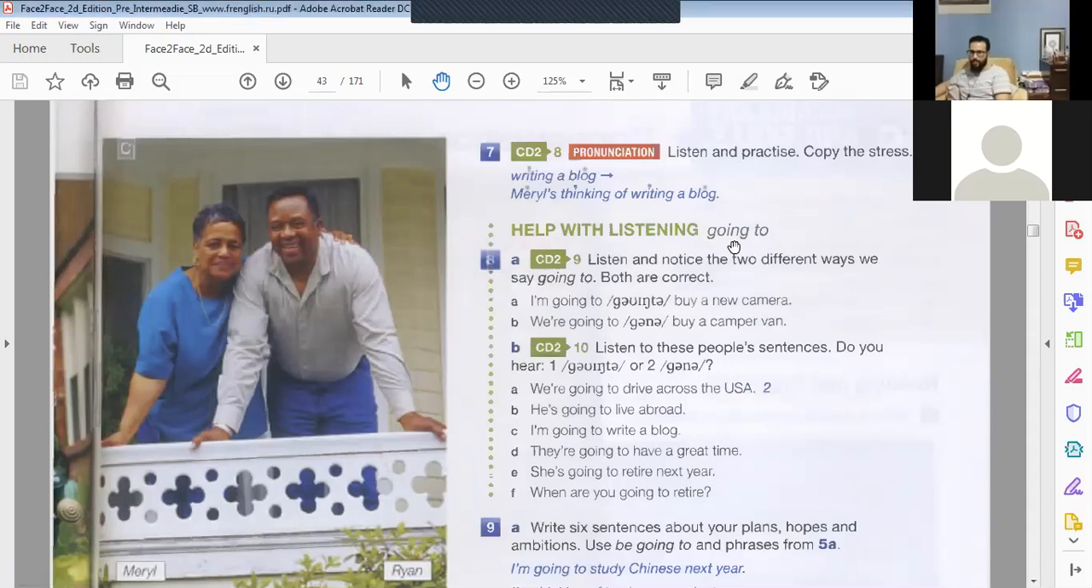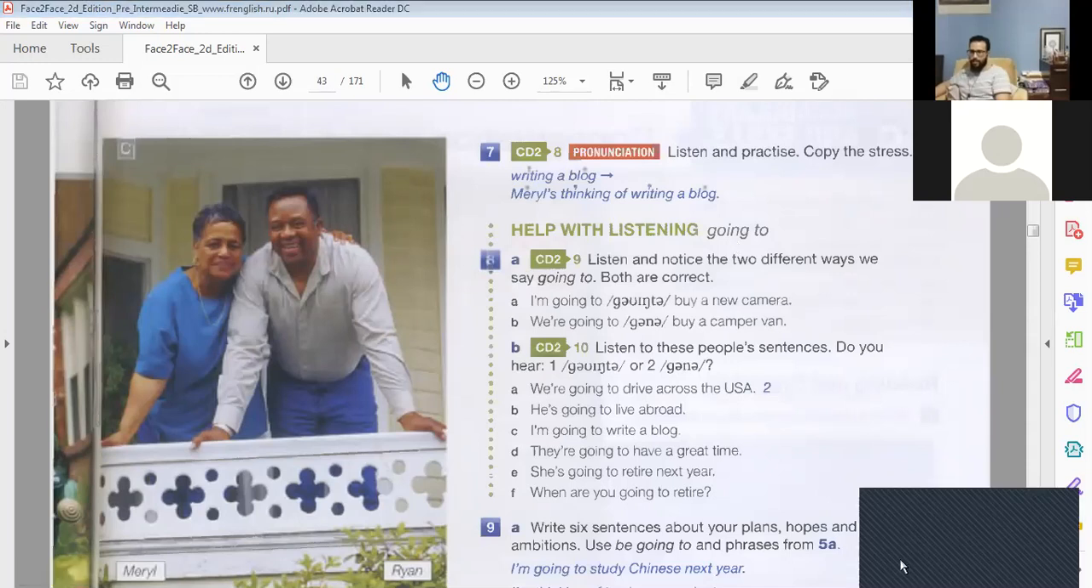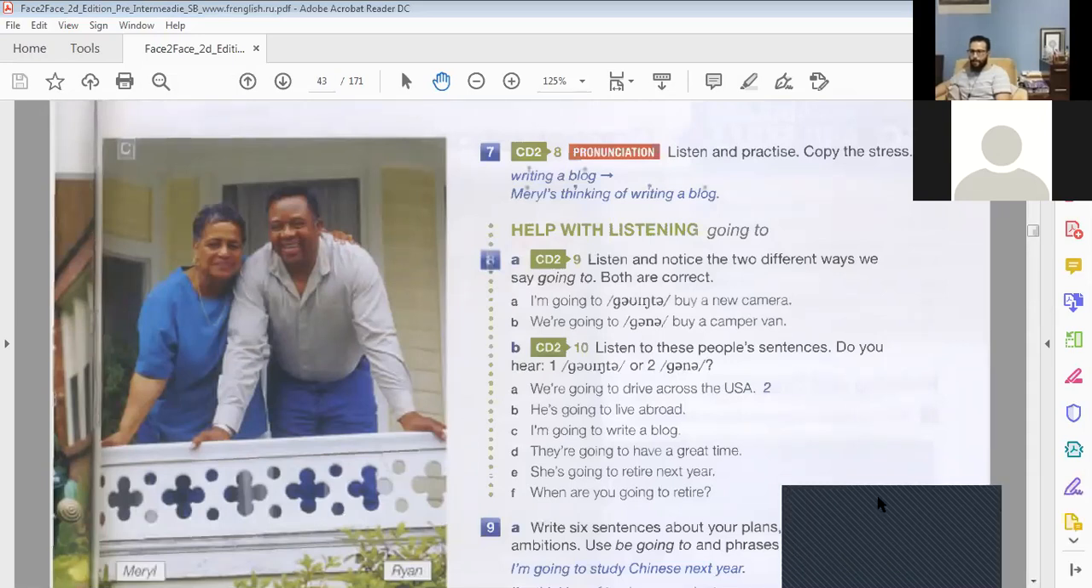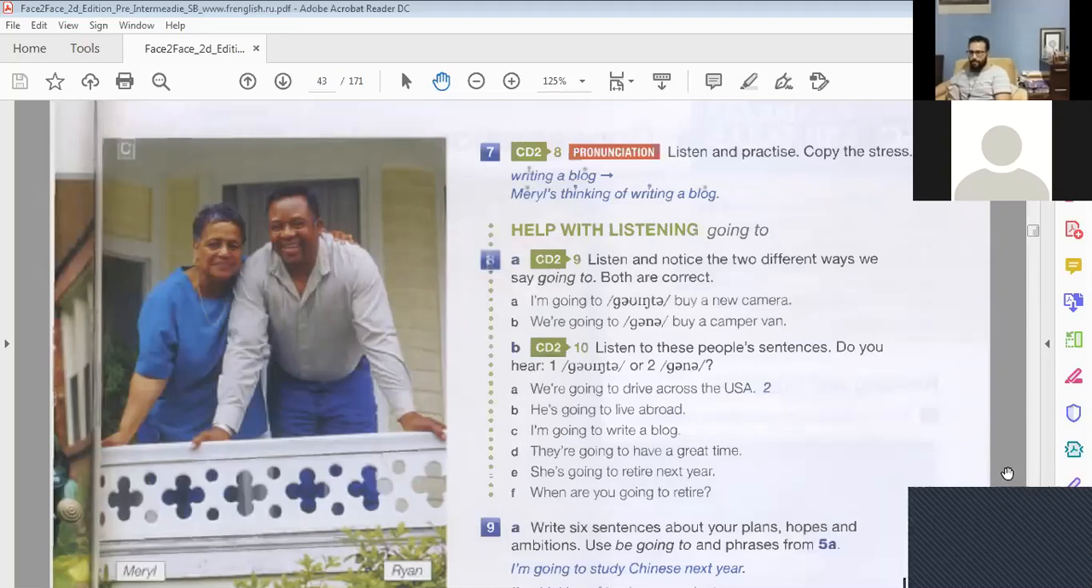Writing a blog. Meryl's thinking of writing a blog. Try to repeat with the track. Writing a blog. Meryl is thinking of writing a blog. Buy a house by the sea. I'm planning to buy a house by the sea. By the sea.